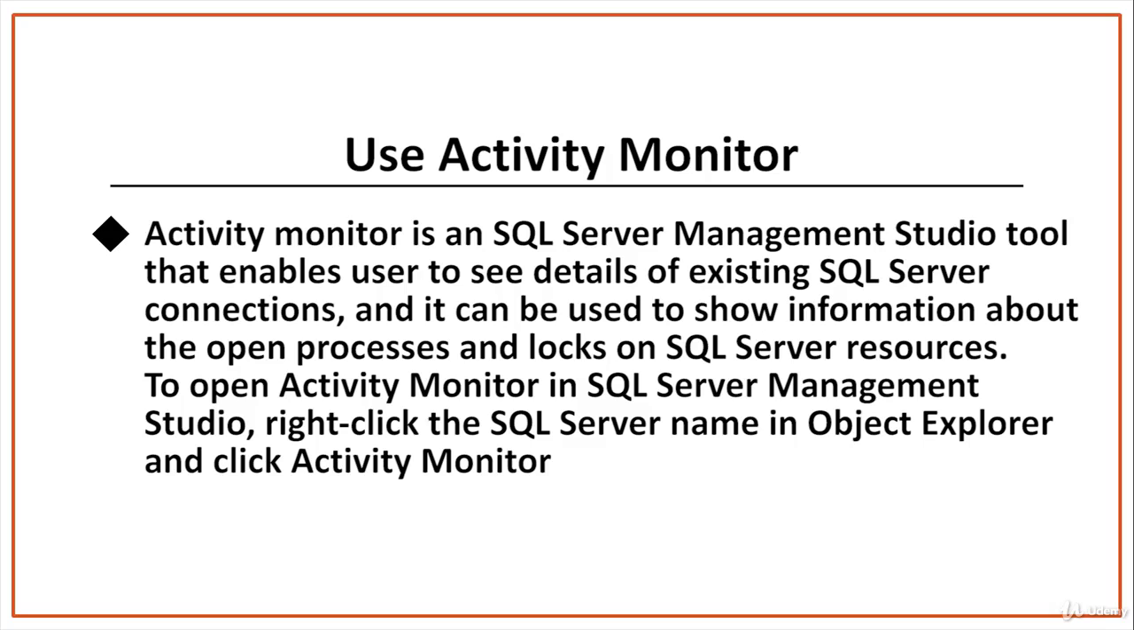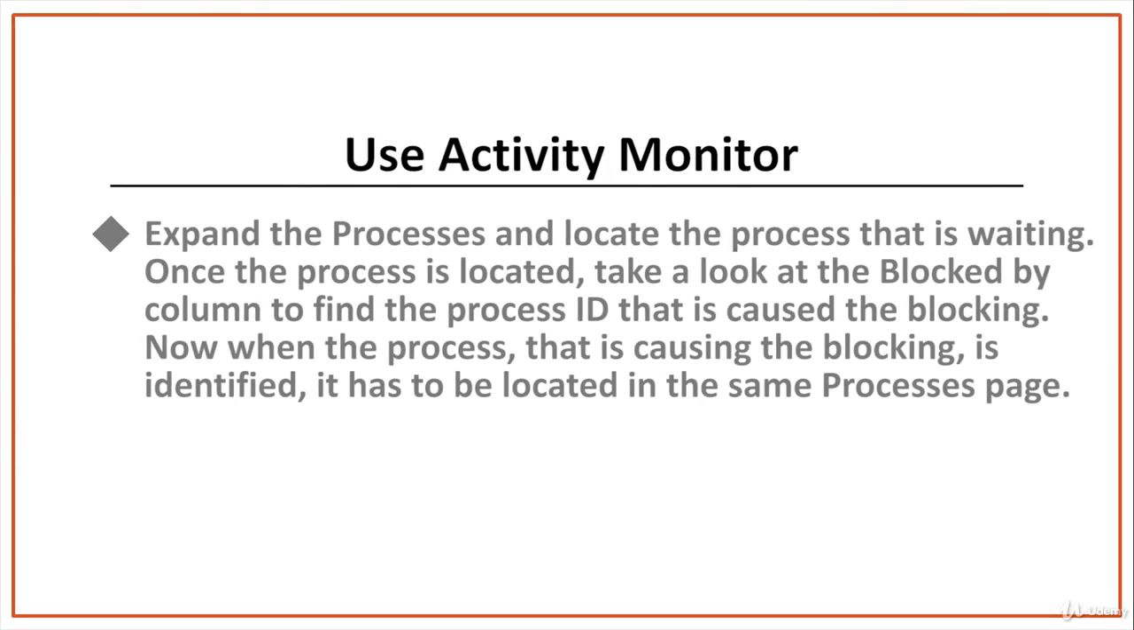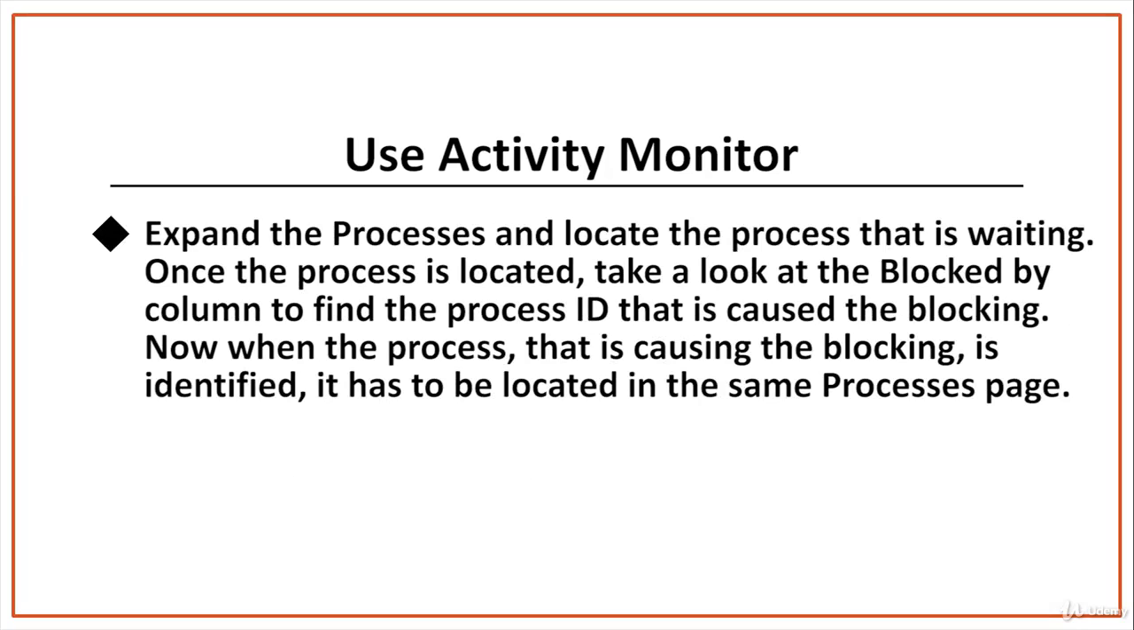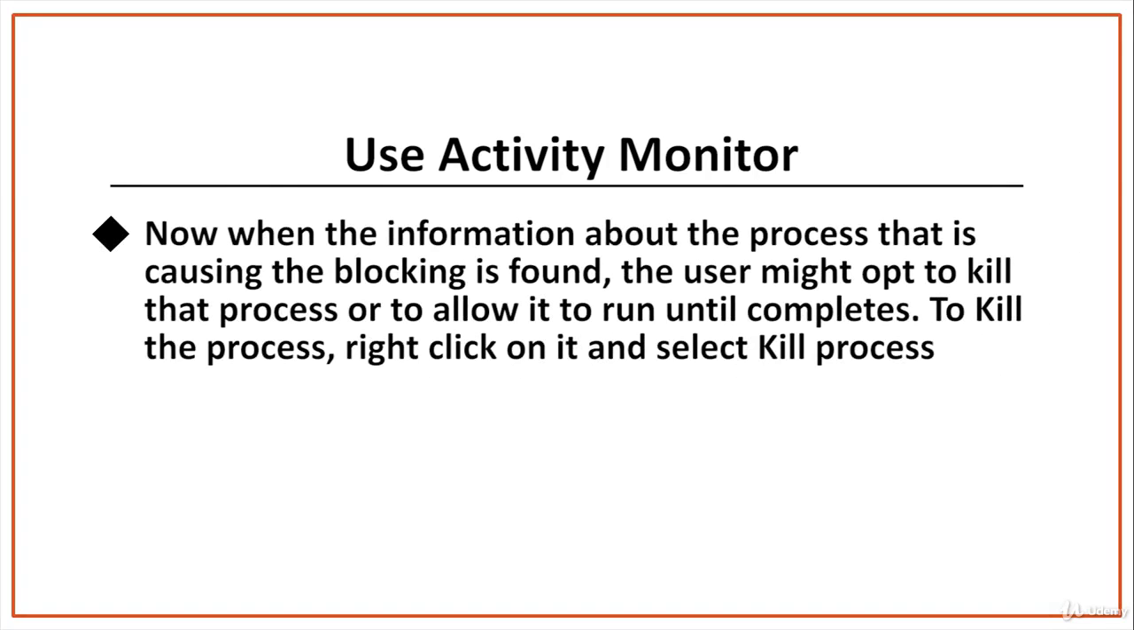To open Activity Monitor in SQL Server Management Studio, right-click the SQL Server name in Object Explorer and click Activity Monitor. Expand the processes and locate the process that is waiting. Once the process is located, take a look at the Blocked By column to find the process ID that has caused the blocking. Now, when the process that is causing the blocking is identified, it has to be located in the same processes page. Now, when the information about the process that is causing the blocking is found, the user might opt to kill that process or to allow it to run until it completes. To kill the process, right-click on it and select Kill Process.